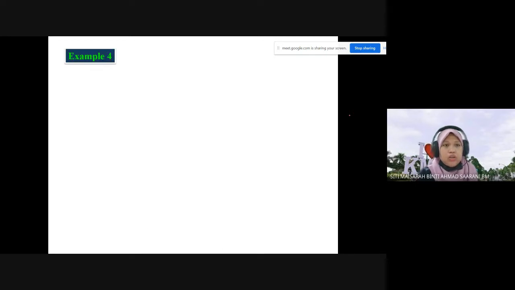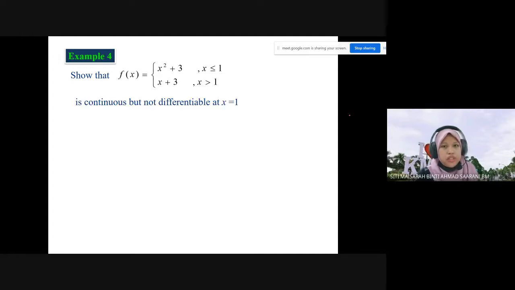Okay, next kita continue dengan example 4. Show that F(x) equals to X square plus 3 for X less or equal to 1, X plus 3 for X more than 1 is continuous but not differentiable at X equals to 1. Jadi soalan ni nak suruh show continuous dan juga show differentiable. Dia dua benda berbeza. Kalau continuous, kita kena ada condition, kita ada 3 tu lah. Kena check.